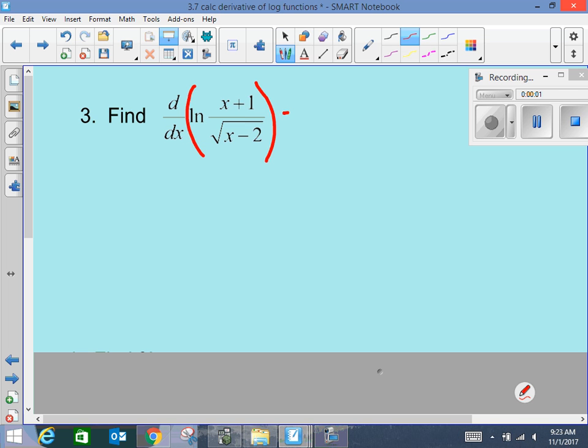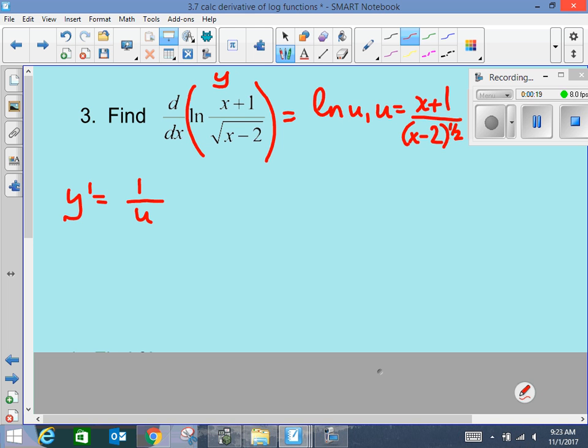So do we do ln u, where u is this, I assume? Okay. So I'm going to call this y. So this is y prime. All right. So 1 over u, right? Times... Now I've got to use what to find the derivative of this?